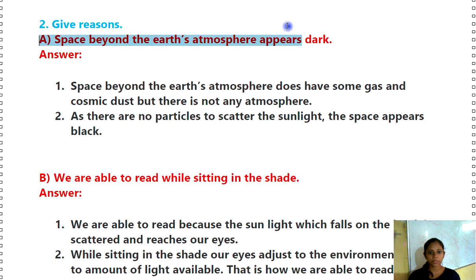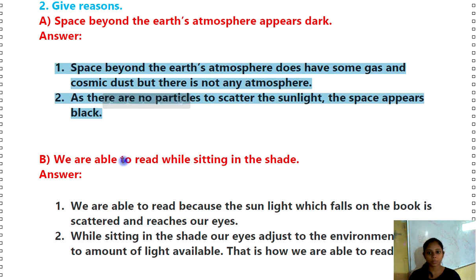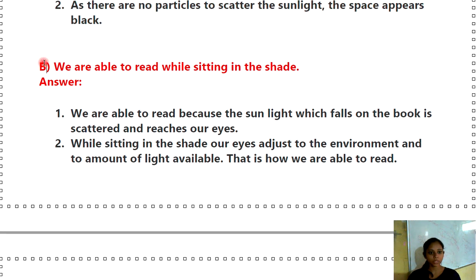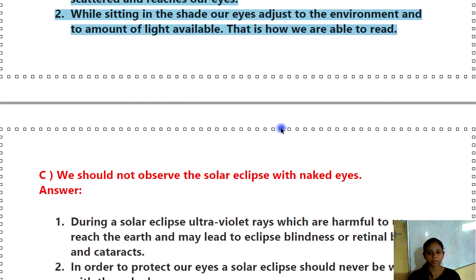The first, space beyond the earth's atmosphere appears dark. Answer, space beyond the earth's atmosphere does have some gas and cosmic dust, but there is not any atmosphere. As there are no particles to scatter the sunlight, the space appears black. B, we are able to read while sitting in the shade. Answer, we are able to read because the sunlight which falls on the book is scattered and reaches our eyes. While sitting in the shade, our eyes adjust to the environment and the amount of light available. That is how we are able to read.